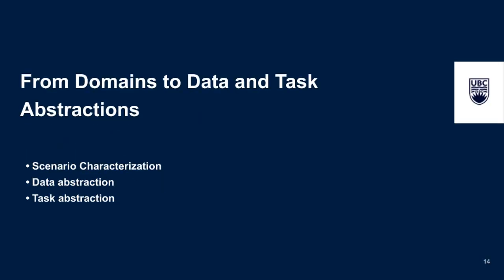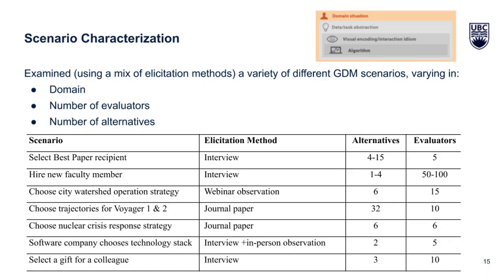Here we discuss the synthesis of data and task models from GDM scenarios. This section includes the characterization of the scenarios and decision makers, as well as descriptions of our data abstraction and the visualization tasks to support GDM goals. We examined 7 different GDM scenarios, from buying a gift to responding to a nuclear crisis. Note that, as shown in the table, the numbers of alternatives and evaluators vary considerably. Our elicitation methods involve in-person interviews as well as examining published sources.